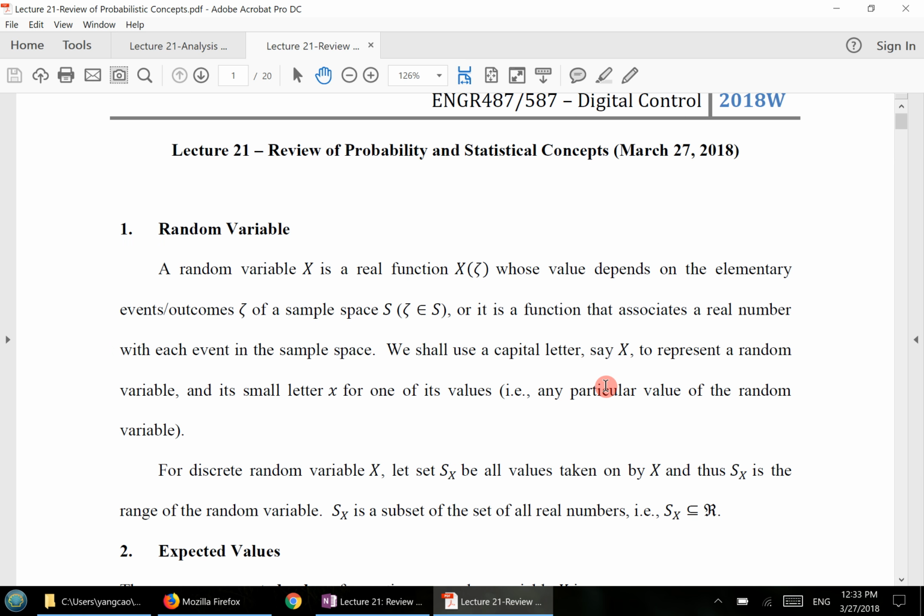Okay, so in the past when I did the review of probability and statistics, I used handwriting, but I think I'm just going to use my PDF file here to go over it.